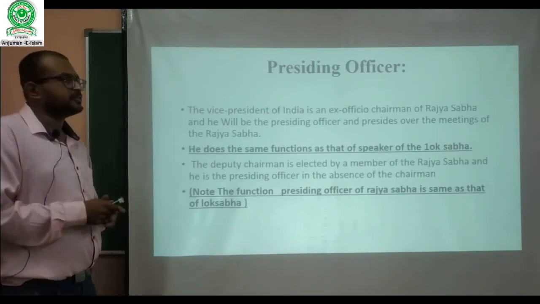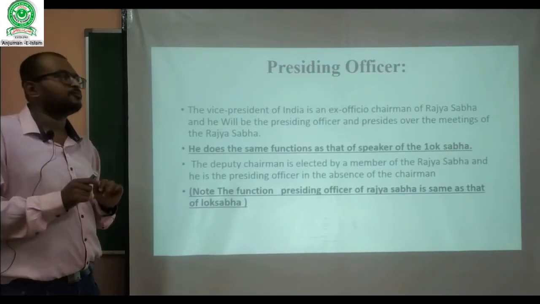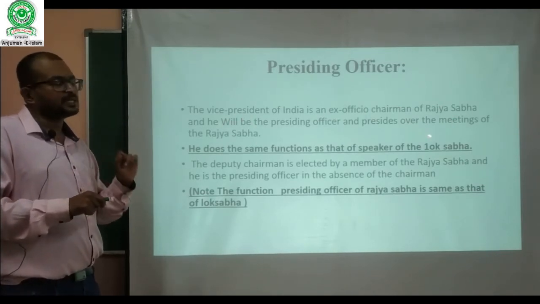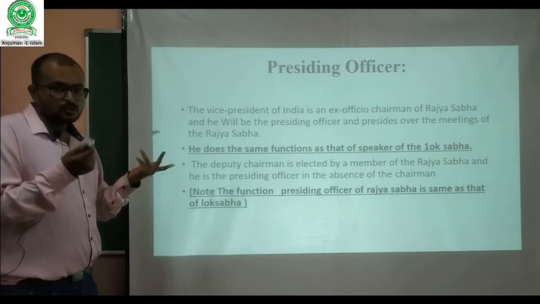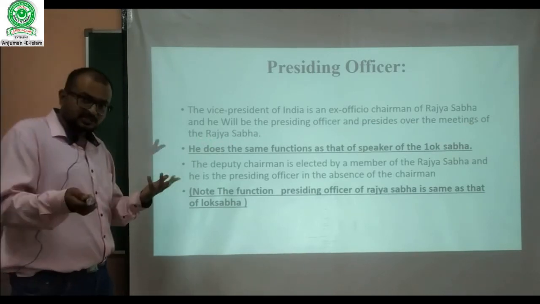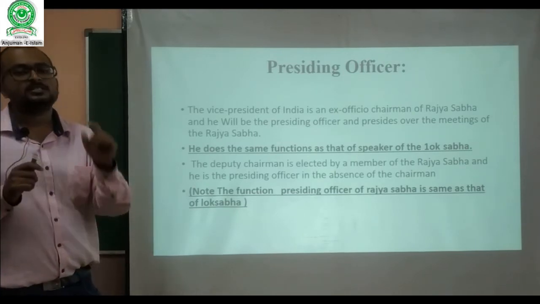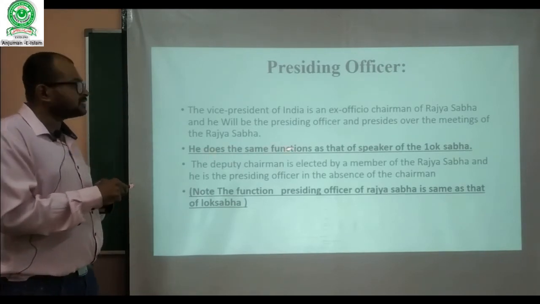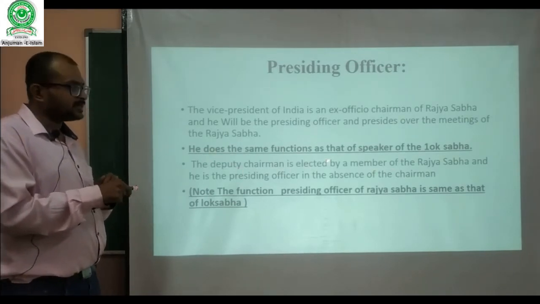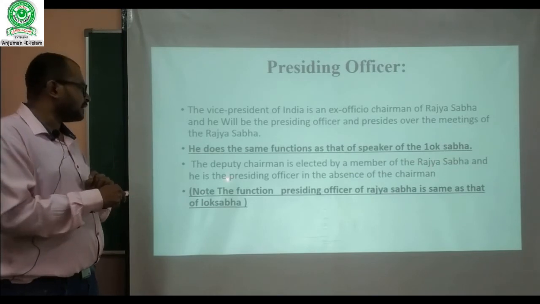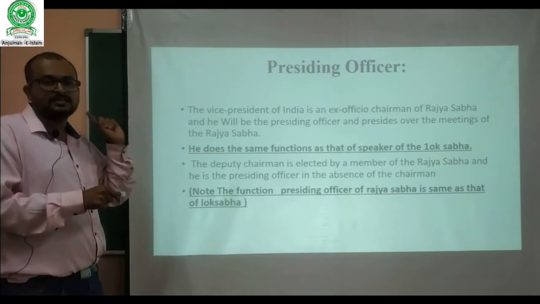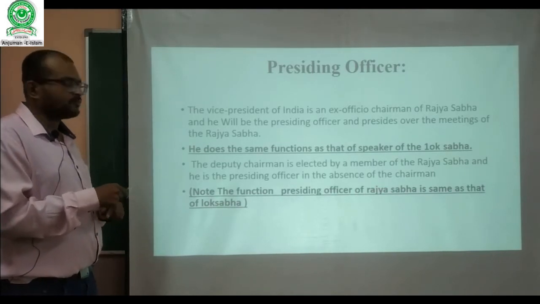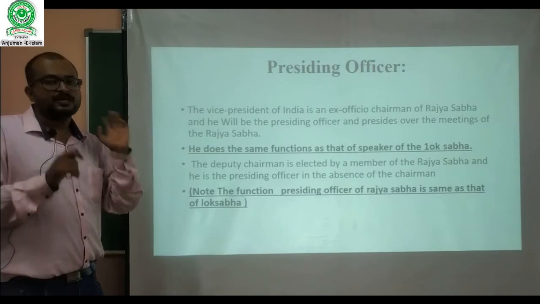Let's come to the presiding officer. Here the presiding officer is the Vice President of India. He is the ex-officio chairman of Rajya Sabha and presides over the meetings of the Rajya Sabha. So what happens if he is absent? If he is absent, the Rajya Sabha members elect a presiding officer among themselves, known as the deputy chairman. A deputy chairman is elected by the members of Rajya Sabha and he is the presiding officer in the absence of the chairman, that is the vice president. The functions of the presiding officer of Rajya Sabha are the same as those of the speaker of Lok Sabha.